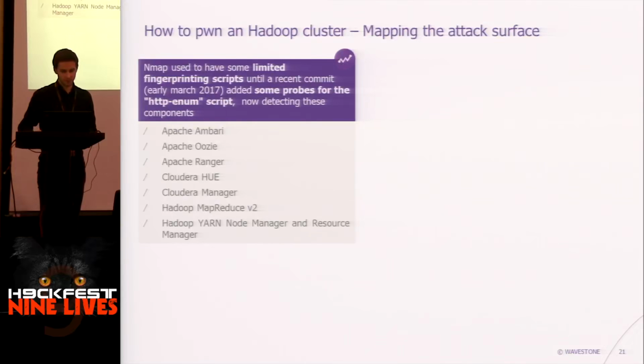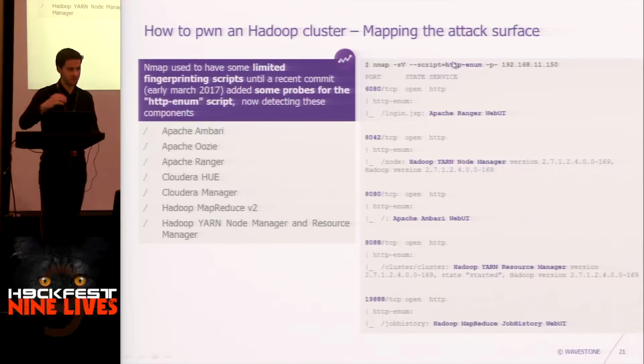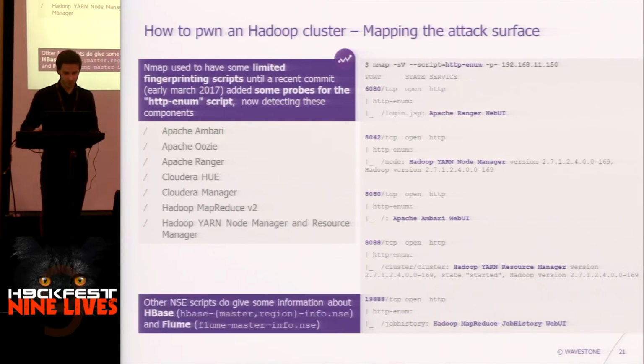To ease the pain, we developed some dumb fingerprinting scripts added in the Nmap trunk, so you can easily find this kind of service with the http-enum Nmap script. It gives you this kind of output. Here it is just for one virtual machine, so it doesn't reflect reality, but still you will find for each port what the function of that service is, and whether you are on the data node, name node, or third-party stuff. You also have some other scripts that we haven't developed, for HBase and Flume.